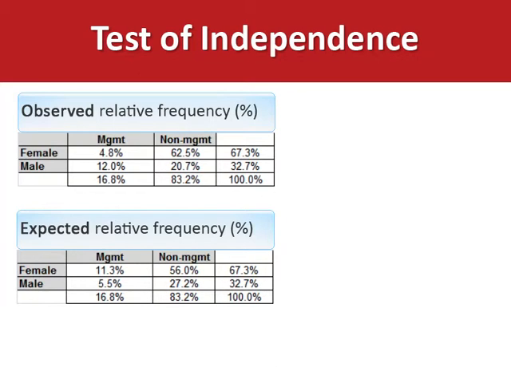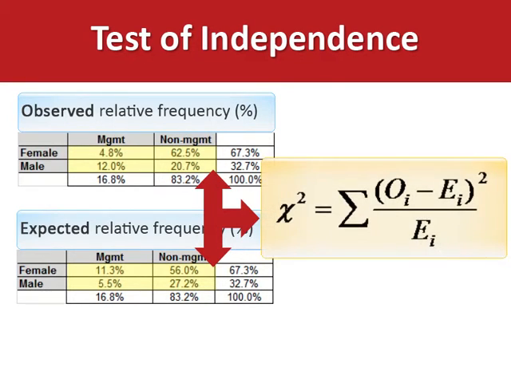So if we went through and compared all these cells, the observed to the expected, and say subtracted them, we should expect that they would be 0 or very close to 0 if our assumption of independence was in fact true. On the other hand, if we had huge differences between observed and expected, then we would say it's more unlikely that the two variables are independent.